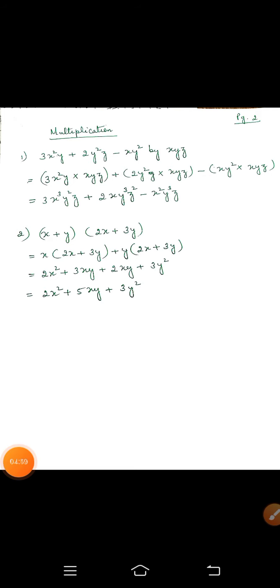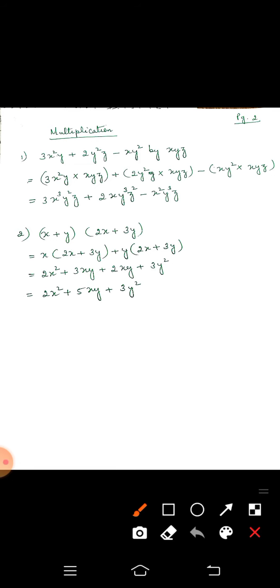Next we learn about multiplication of algebraic expressions. So let's have the first example. Here the question is given: multiply 3x square y plus 2y square z minus xy square by xyz.